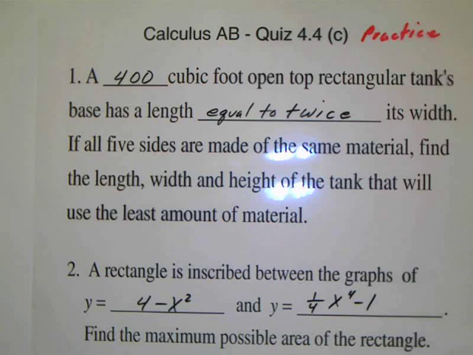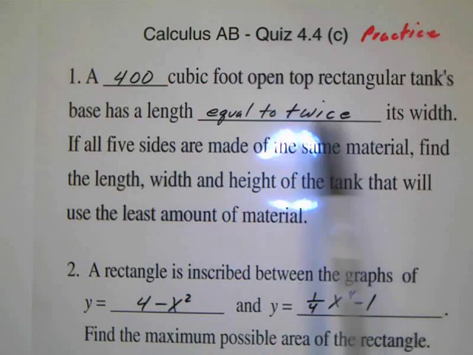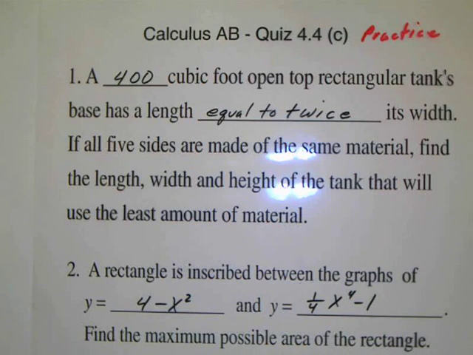So what we're basically saying is we have a 400 cubic foot open top rectangular tank, and its base has length equal to twice its width. If all five sides are made of the same material, find the length, width, and height of the tank that will use the least amount of material. All right, so I drew a sketch over here. Now remember, if it's got five sides, it's got a bottom and four sides. It doesn't have a top because it's open top.